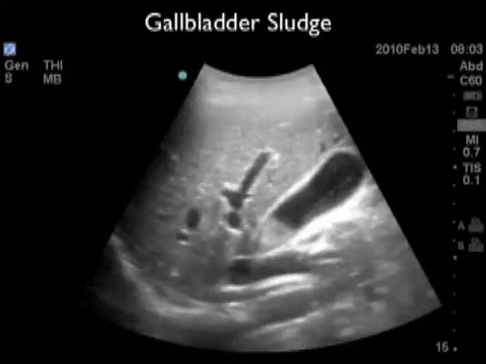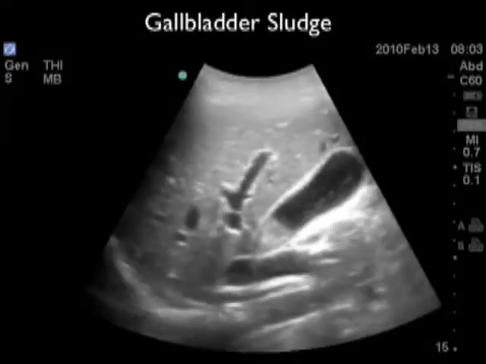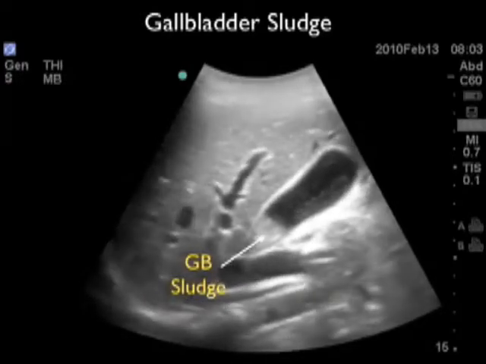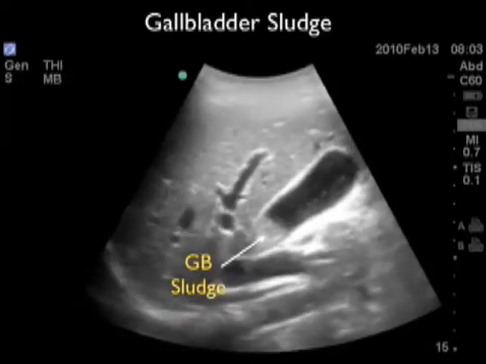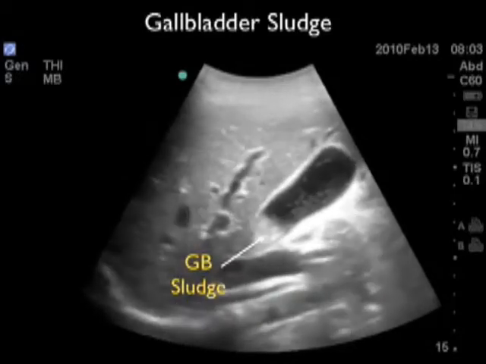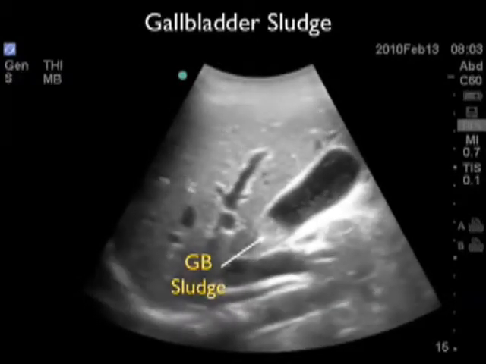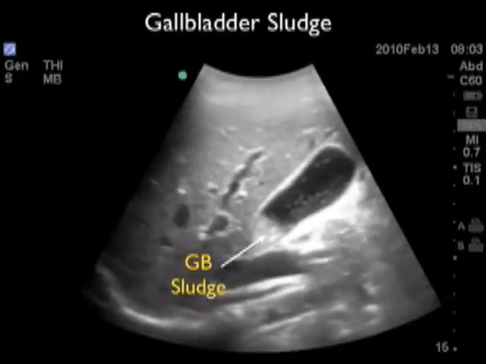Here's a video clip from a patient who presented with right upper quadrant pain, and we see here the gallbladder in the middle of the image. Let's look towards the neck of the gallbladder, and we appreciate a fluid level that's made up of gallbladder sludge. We see here that the gallbladder sludge is tucked in there towards the neck of the gallbladder, but we see crystals moving up towards the fundus and towards the body of the gallbladder.